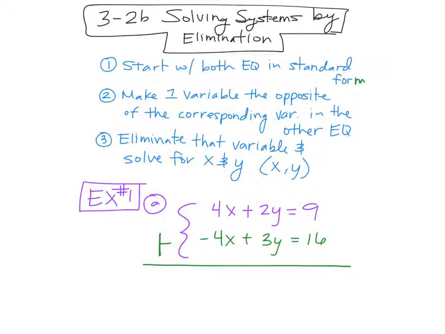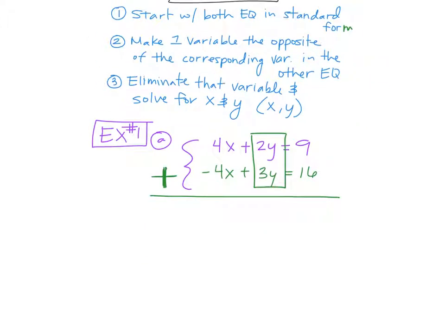So think of it like this. This is one big addition problem. We're going to add 4x plus a negative 4x, which is 0. You don't need to write the 0 in, okay? Then we're going to do 2y plus 3y. What is 2y plus 3y? 5y. Bring down your equal sign. What is 9 plus 16? 25, okay? Notice our x went away.